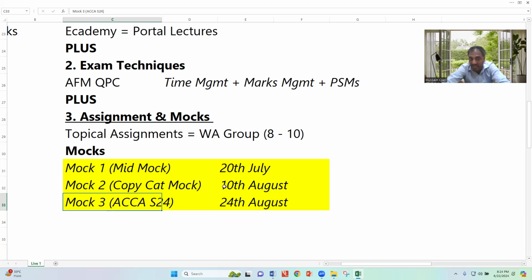Mock 3, ACCA September 24th, will be conducted on 24th of August. Actually this Mock 3 is about the ACCA pre-mock, and ACCA will publish this pre-mock by mid of August. But I will conduct that particular mock on 24th of August. You have to participate. Your role is to participate in the mock. My role is to provide the feedback. Me and my academic team will provide the feedback to you for this mock.